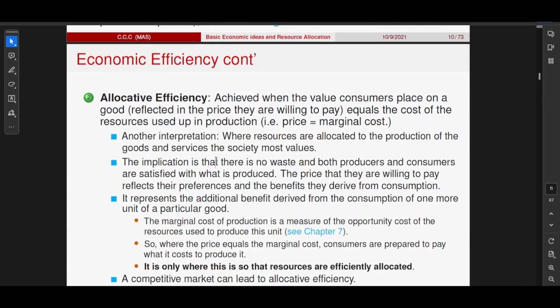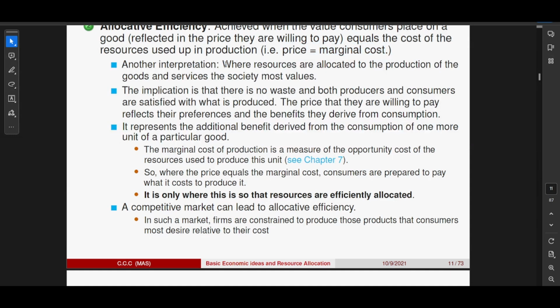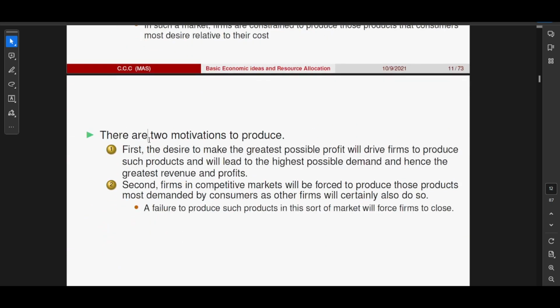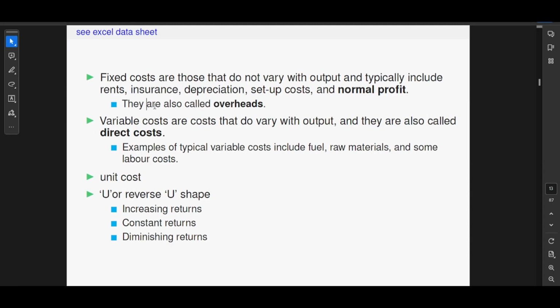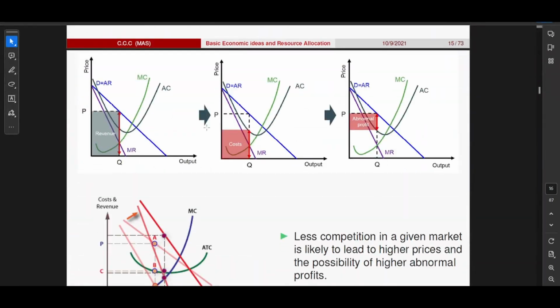Allocative efficiency is when the value consumers place on goods, reflected in the price they're willing to pay, equals the cost of resources used. So the price equals the marginal cost. Another interpretation is where resources are allocated to the production of goods and services that society most values. There are two motivations to produce. First, the desire to make the greatest possible profit. Second, firms in a competitive market will be forced to produce those products most demanded by consumers. We went over this. We understood what marginal was.